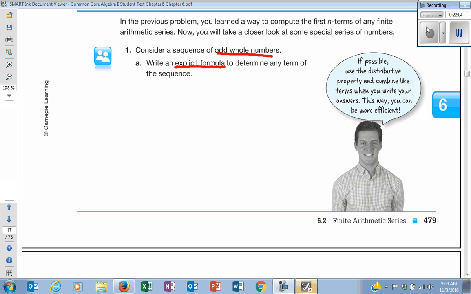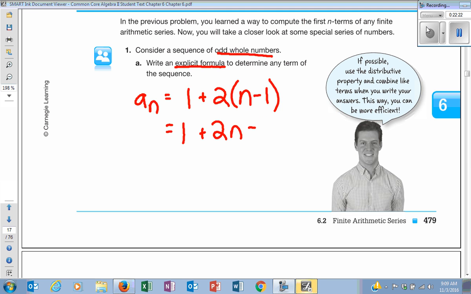So if I think about the first odd whole number, a_n equals the first one, which is 1, plus the common difference. Every time I go up an odd, it's by 2, and it would be n minus 1. So this would become 1 plus 2n minus 2, combine like terms. My explicit formula would be 2n minus 1. If I wanted to know the fifth odd number, I could put a 5 in here and it would calculate the fifth odd number.